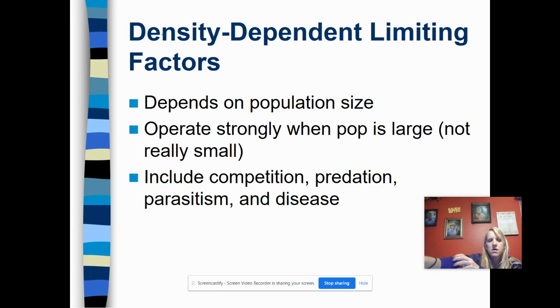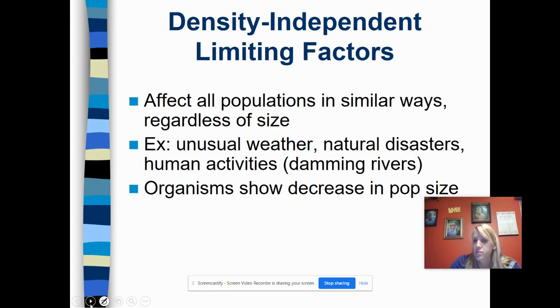So predation, competition, disease, parasitism, famine, things like that are examples of density dependent factors because they're dependent upon the population size. So again, they cause the population to go down. Density independent factors also cause the population to go down. That's things like natural disasters.